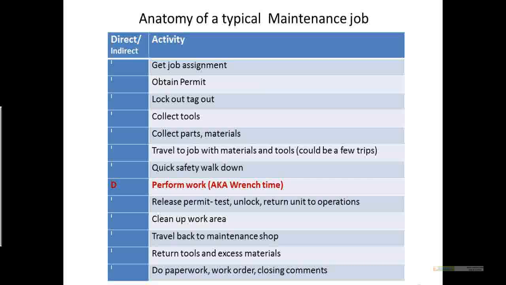We finish the job and release the permit. We might get a test permit, so we might do a temporary unlock to test it, and then we return the unit to operations. Now, I'm sure your guys are cleaning up the work area and following the rule that they always leave the work area cleaner than it was when they got there, I hope. We're going to now travel back to the maintenance shop. We're going to return tools and excess materials. Then we're going to do our paperwork, close our work order and write our closing comments.